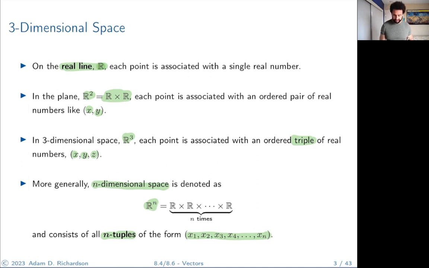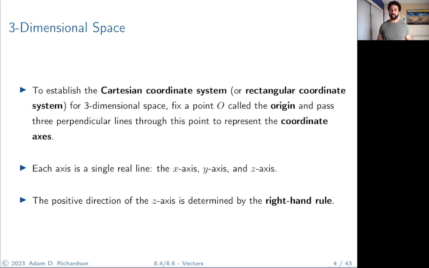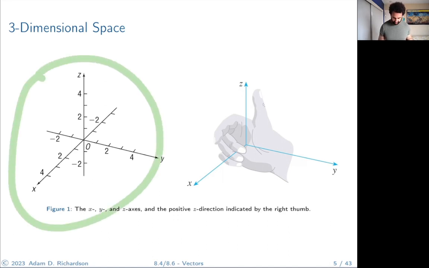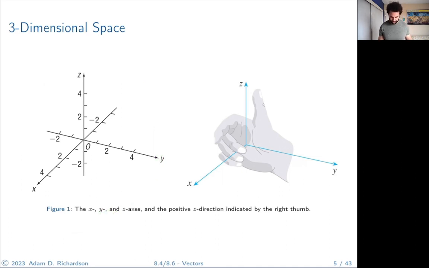And that's something that you'll explore more in linear algebra, and I'll give you a little bit of a taste of it today. So to establish a Cartesian coordinate system, or rectangular coordinate system, in three-dimensional space, we're going to fix a point O called the origin, and we're going to pass three perpendicular lines through it. And those are going to be the coordinate axes. So each axis represents a single real line: the x-axis, the y-axis, and the z-axis. And the positive direction of the z-axis is determined by what's called the right-hand rule. So here's a picture of it right here. This is what three-dimensional space looks like when we try to depict it on a two-dimensional plane. So a couple things to notice.